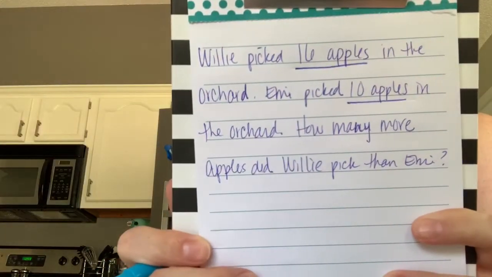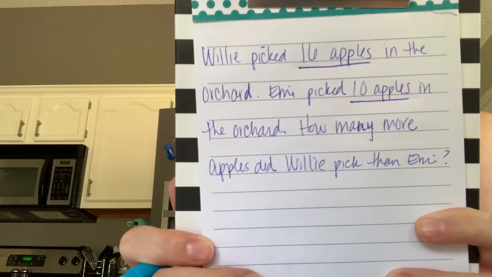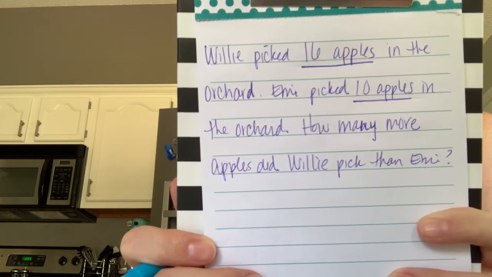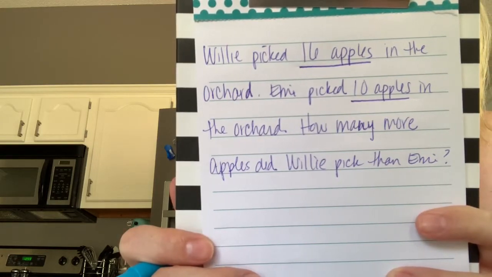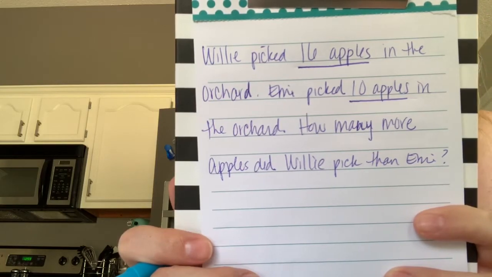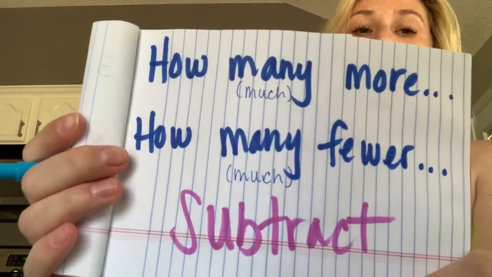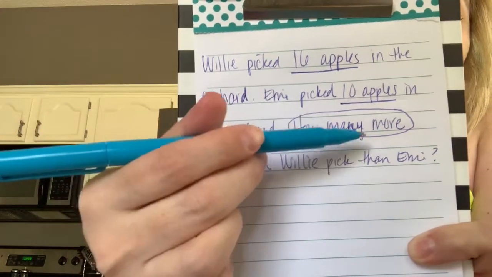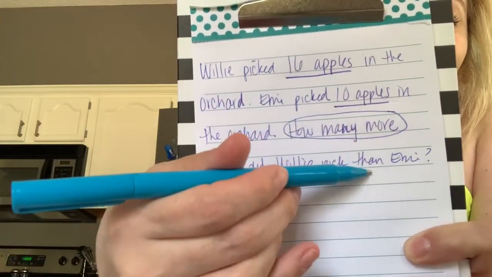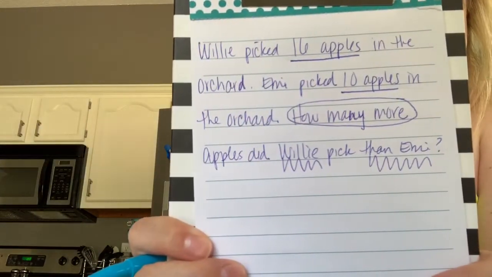Very good. Okay. How many more apples did Willie pick than Emmy? What's an important key word in this question? How many more? Very good. Remember, how many more? How much more? How many fewer? How much fewer means to subtract. So, I'm going to circle how many more. But also what I want to know is how many more Willie than Emmy? Willie than Emmy. Which means who had more?